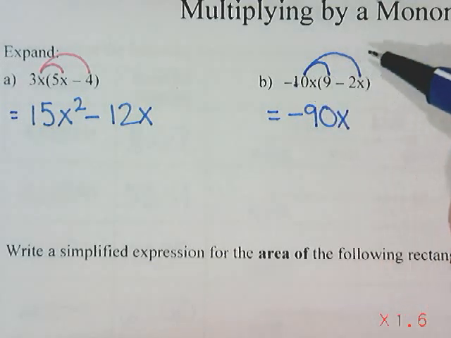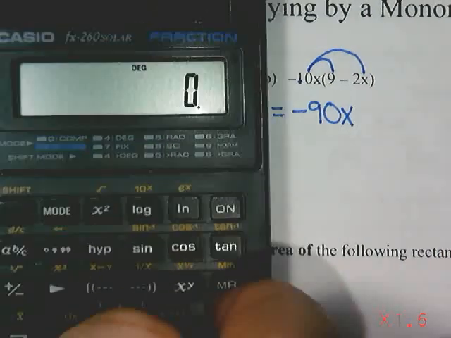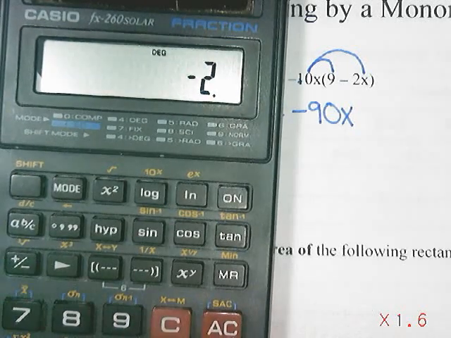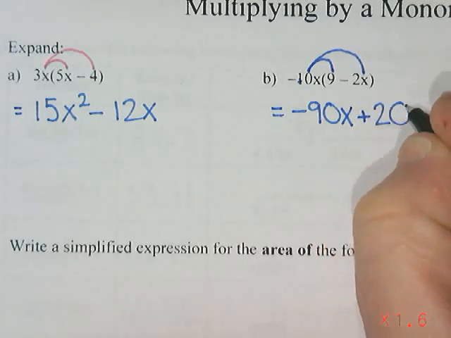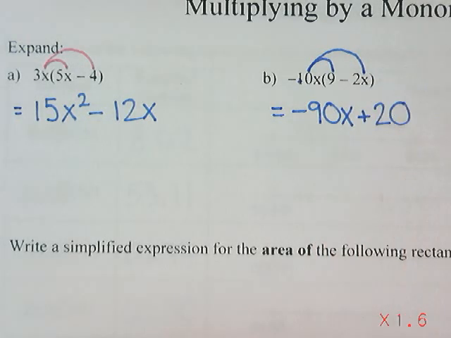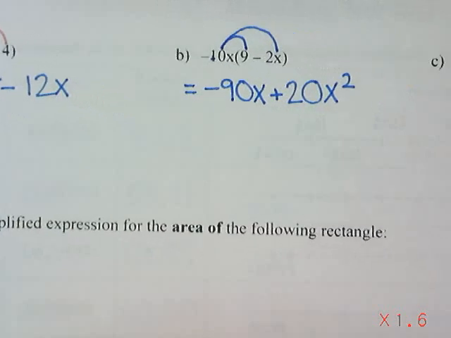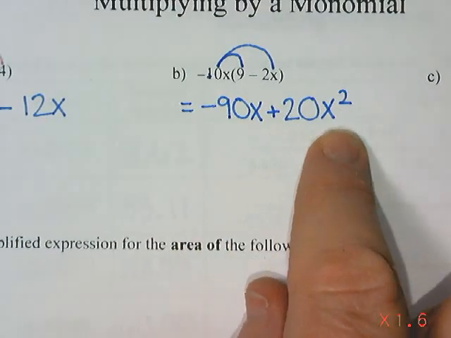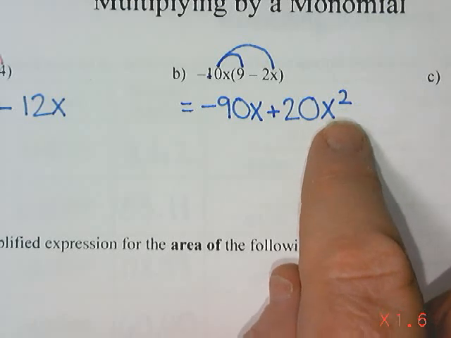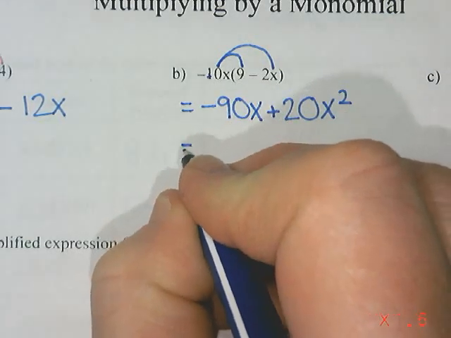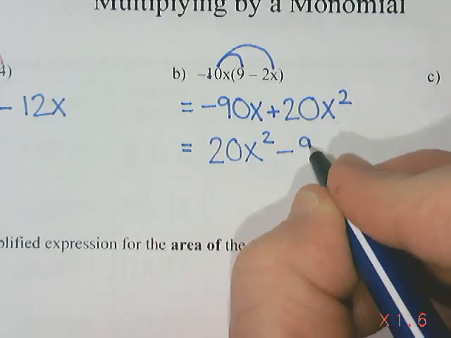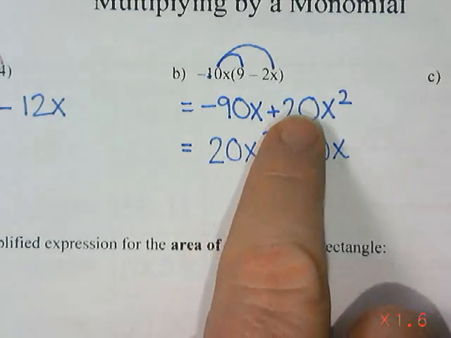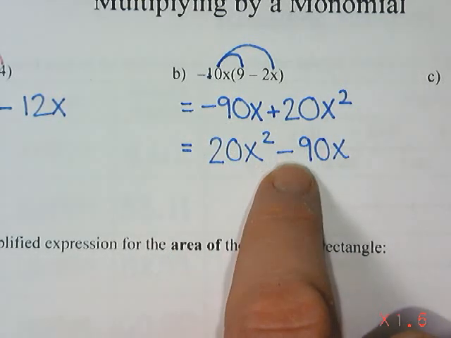And then I do negative 10x times negative 2x. So we're going to do negative 10 times negative 2, which is positive 20. So I put plus 20, and we're doing x times x. So we just multiplied x by itself, so that is x squared. Now, you could leave it as negative 90x plus 20x squared, but normally we try to put the highest exponent first. So this would be 20x squared, and then minus 90x. So I wanted to keep this one positive, and then that one has a negative, so I need to put a minus sign in front.